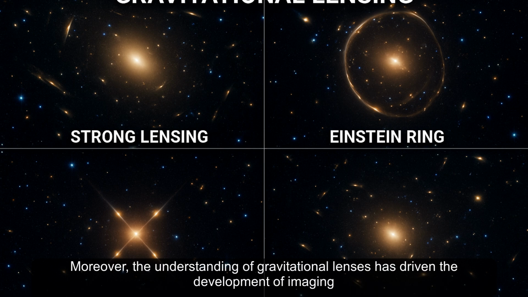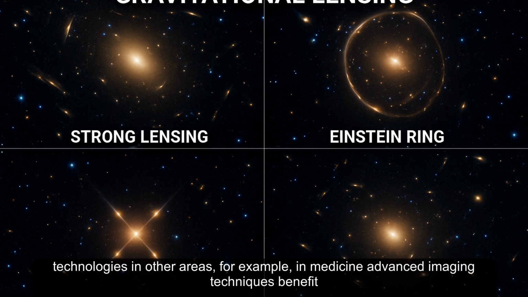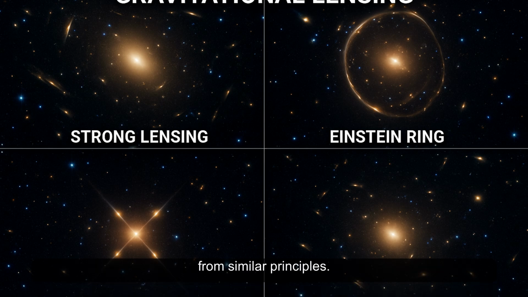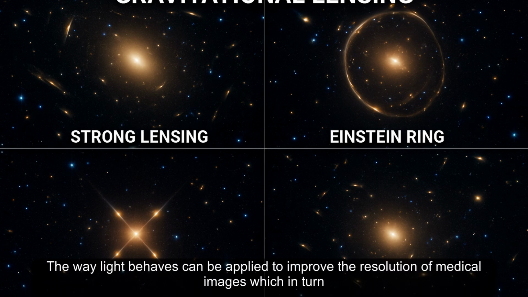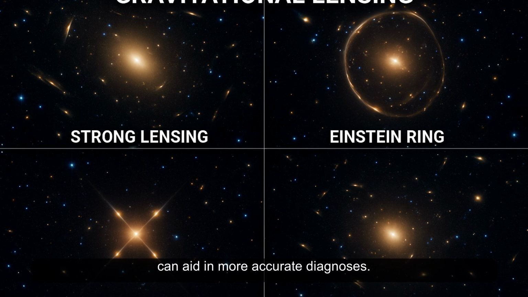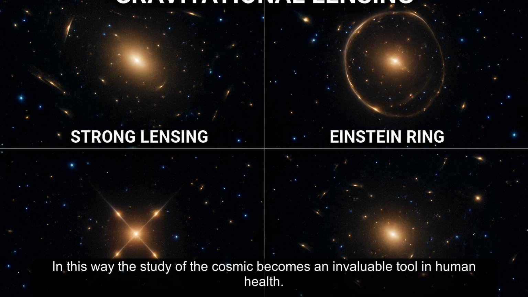Moreover, the understanding of gravitational lenses has driven the development of imaging technologies in other areas. For example, in medicine, advanced imaging techniques benefit from similar principles. The way light behaves can be applied to improve the resolution of medical images, which in turn can aid in more accurate diagnoses. In this way, the study of the cosmic becomes an invaluable tool in human health.